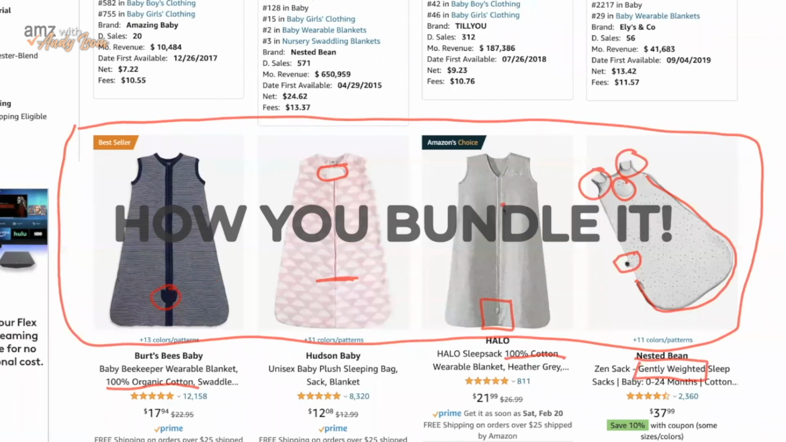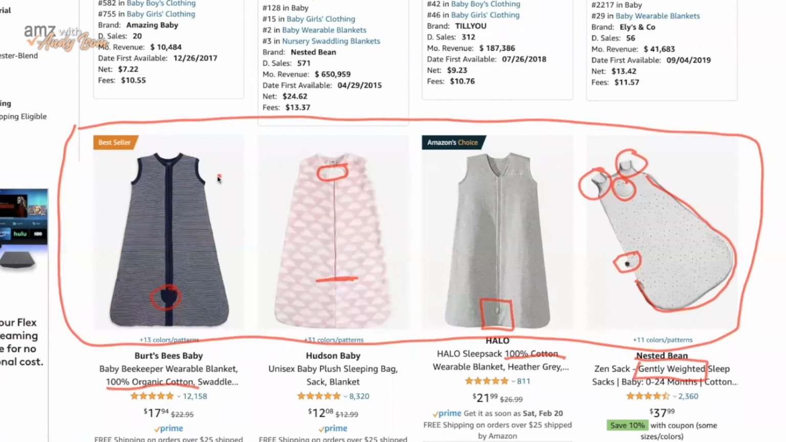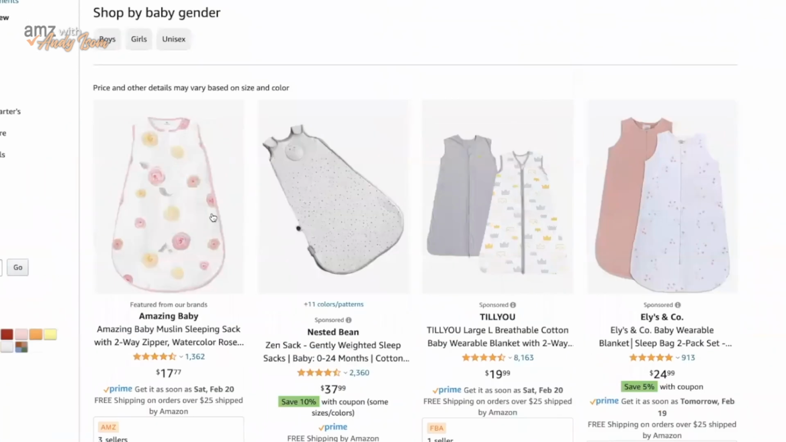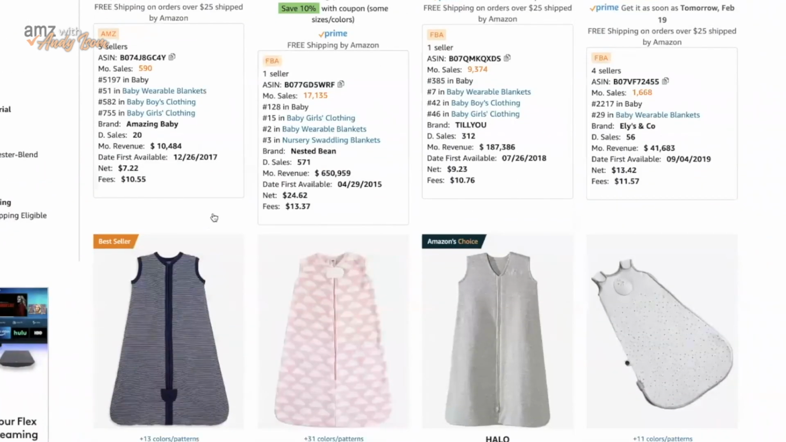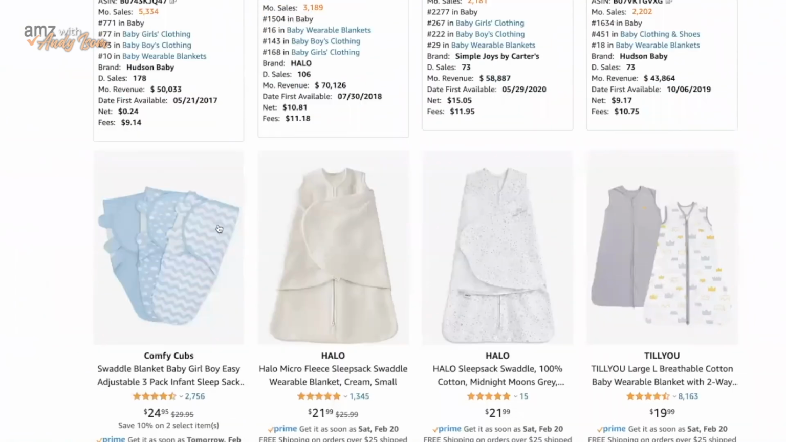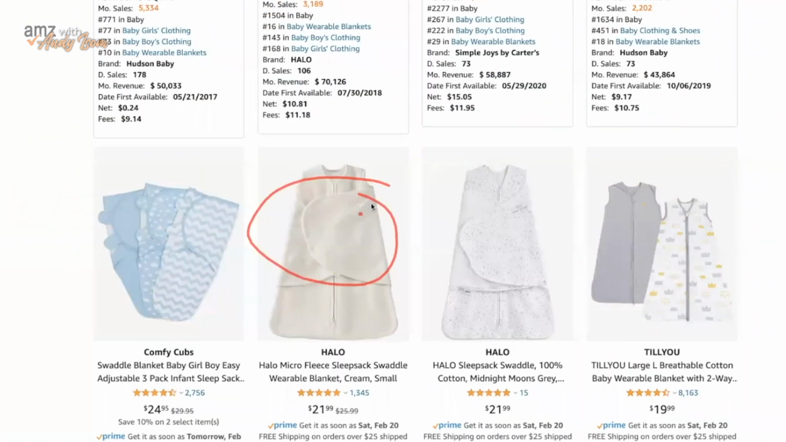Not to mention how you bundle it. You could sell two sleep sacks. You could sell a sleep sack and a swaddle. A swaddle would be, I don't know if you'll see one on here, one that has like the Velcro. Oh, here we go. So this would be maybe a sleep swaddle because it has the Velcro. You could sell a swaddle and a sleep sack. You could sell two sleep sacks.